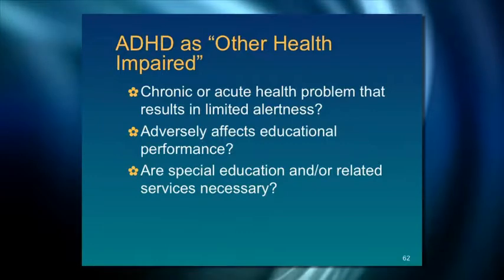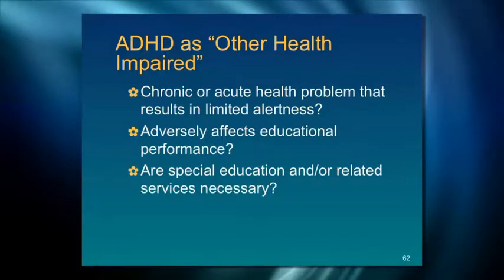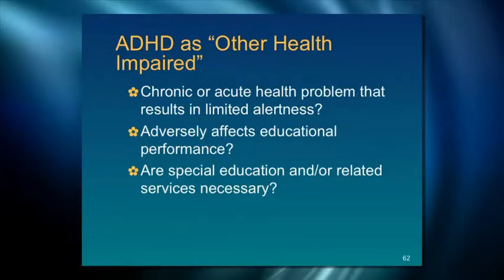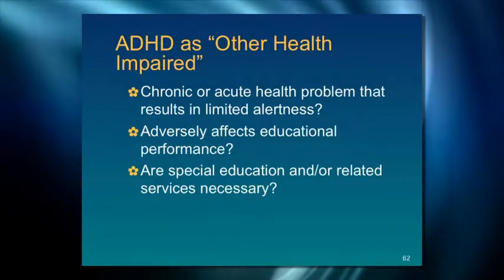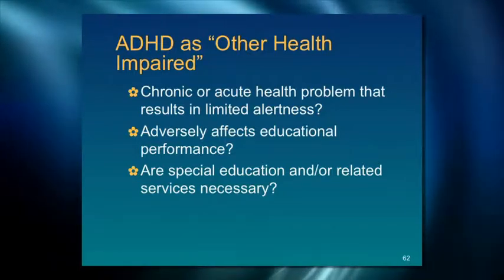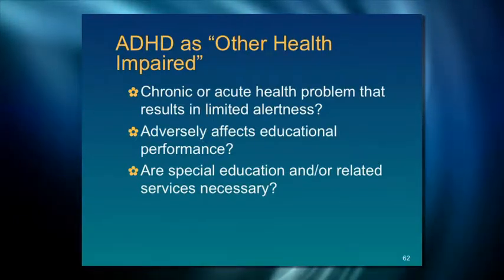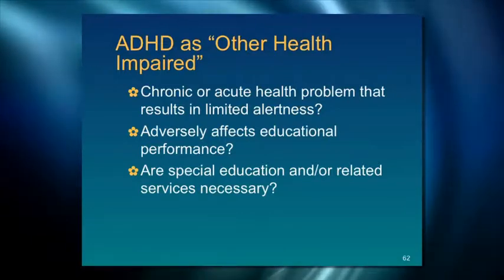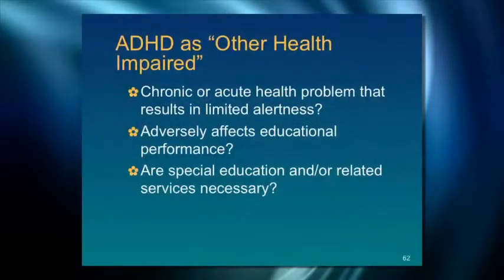One is, do they have a chronic or acute health problem that results in limited alertness? Chronic or acute health problem that results in limited alertness. By definition, ADHD is a chronic problem. You look at the criteria, you look at the outcomes for kids with ADHD, it is a chronic problem. Does it limit alertness? Well, heck, they do have attention problems, right? So, yeah, presumably there's demonstrable limited alertness that goes along with that particular chronic condition. So in most cases, this first prong for kids with ADHD is going to be answered with a yes.